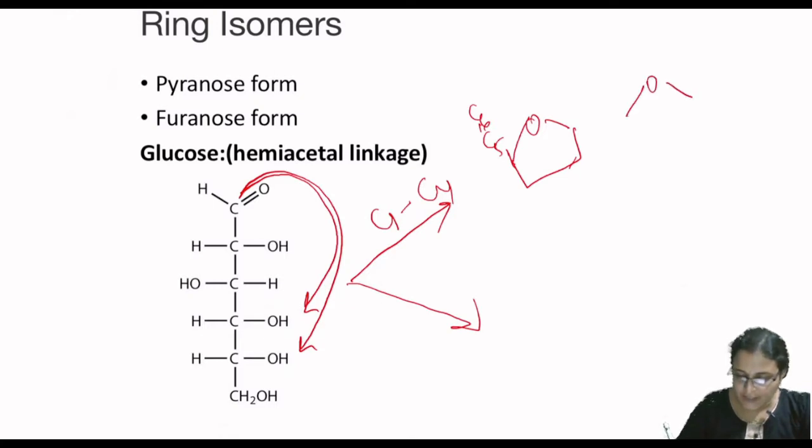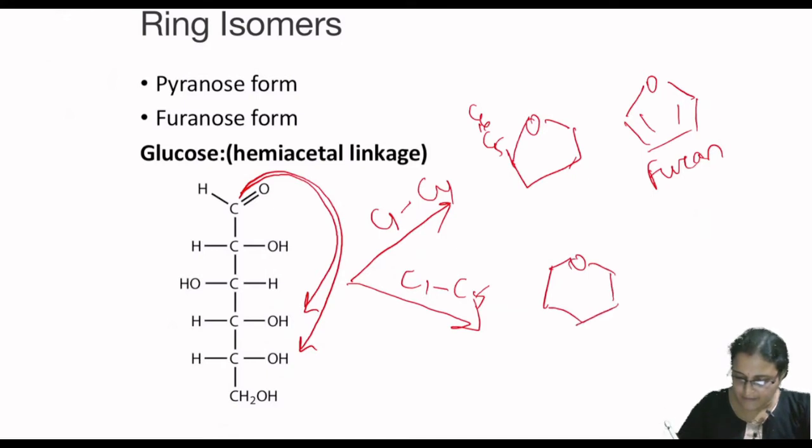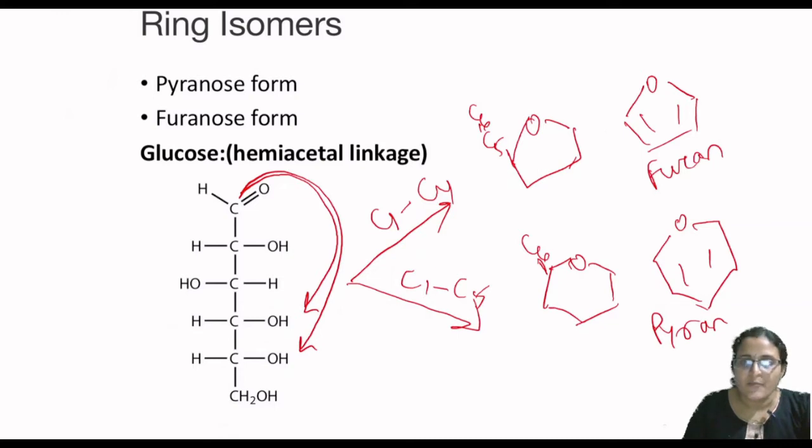That resembles the structure of furan, so this is called the furanose form. And if this C1 aldehyde group reacts with the C5 hydroxyl group, we get a structure like this, with the C6 carbon outside the ring, and it resembles the structure of pyran. This pyranose form is the most common form; 99.5% of glucose remains in the pyranose form.